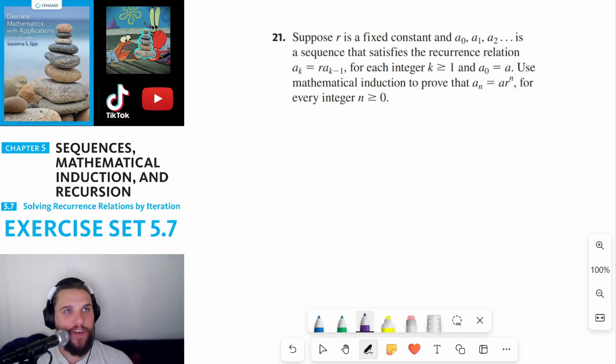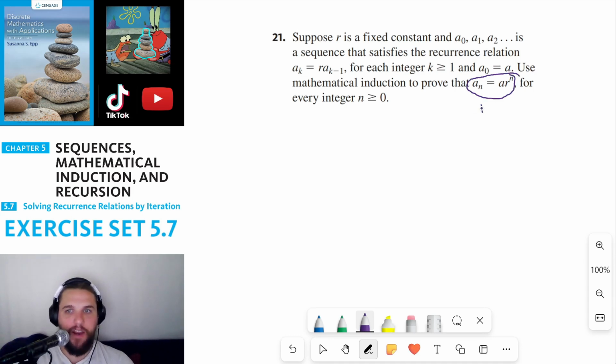Suppose R is a fixed constant and a sub 0, a sub 1, a sub 2, and so on is a sequence that satisfies the recurrence relation a sub k equals R times a sub k minus 1 for each integer k greater than or equal to 1 and a sub 0 equals a. Use mathematical induction to prove that a sub n equals a times R to the n for every integer n greater than or equal to 0.